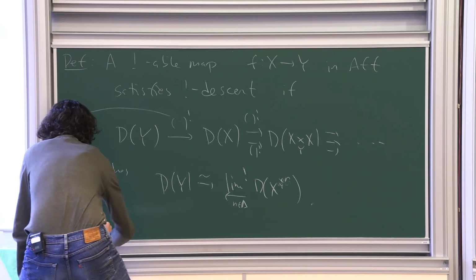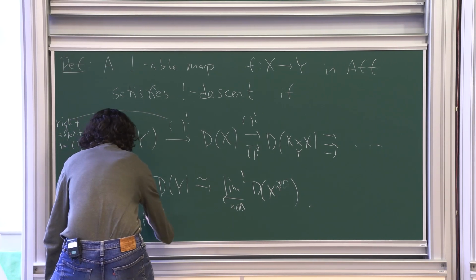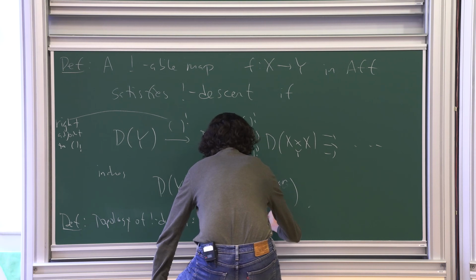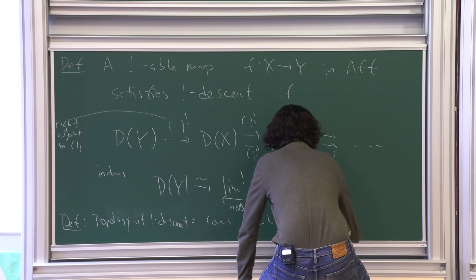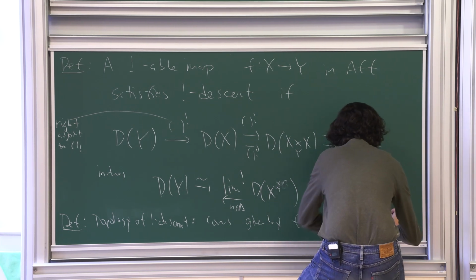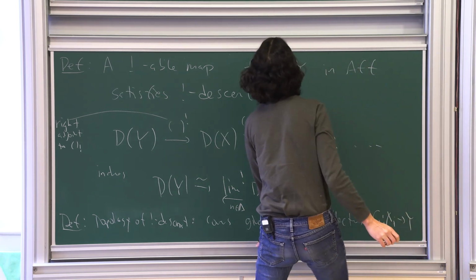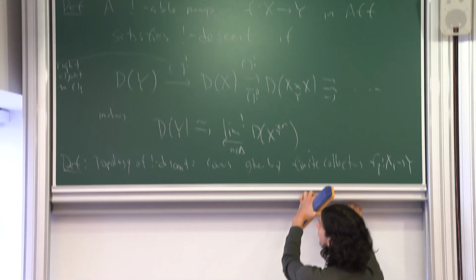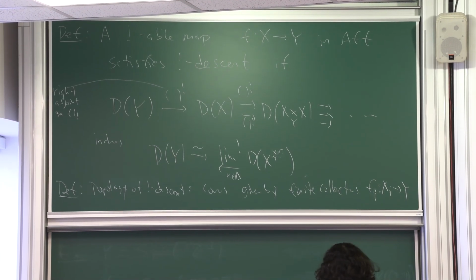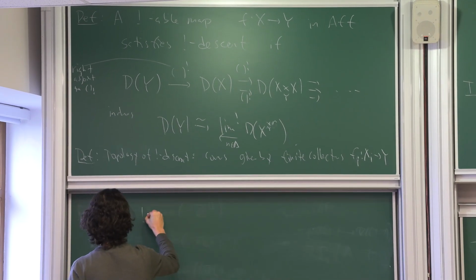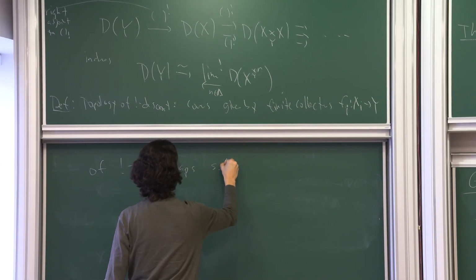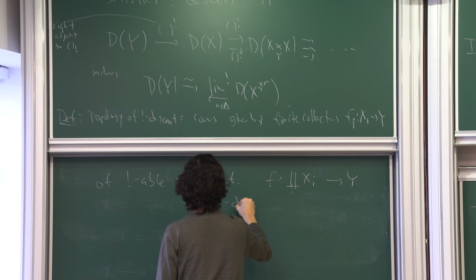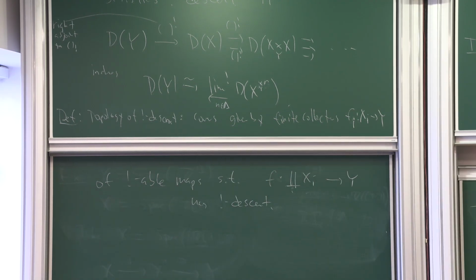The Grothendieck topology of Schriek descent. So covers are given by finite collections f_i: x_i to y of shrinkable maps such that f from the disjoint union of the x_i to y has Schriek descent. So this is rather a free topology on the underlying category.